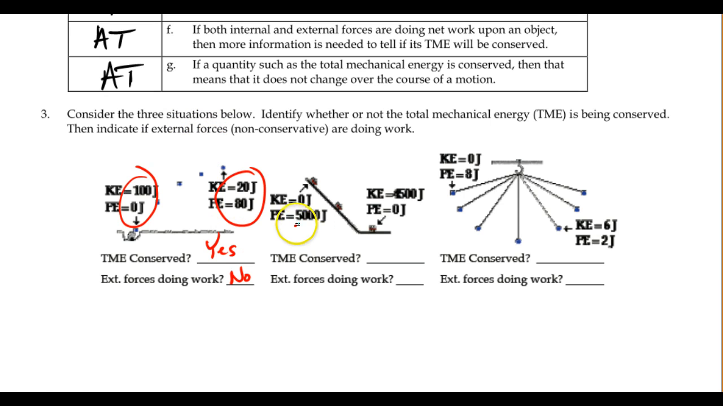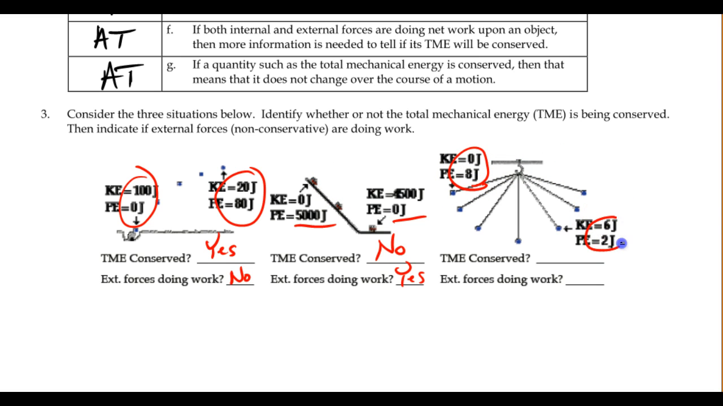And the next one, we're 5,000 total and 4,500 total. So no, we are not conserved. We have less than we started with. And in this case, yes, there are going to be external forces, most likely some kind of air resistance or friction, which acts against the motion since our total energy went down.